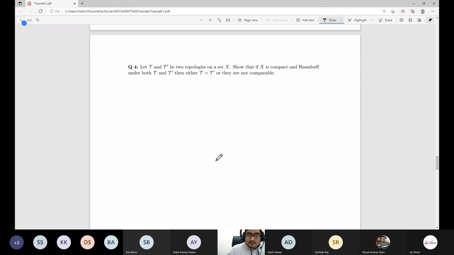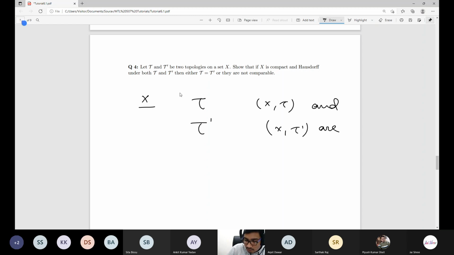Okay, so look at this problem. Let tau and tau dash be two topologies on a set. So you are given a set X, but two topologies. One is tau, one is tau dash. It is also given that both (X, tau) and (X, tau dash) are compact.